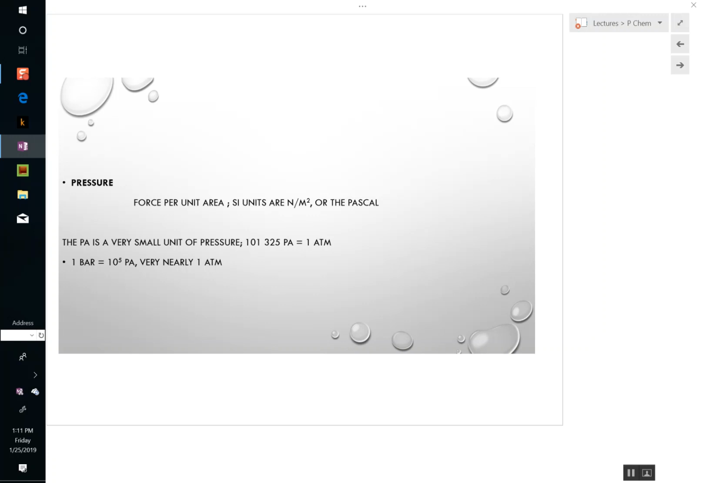Pressure is force per unit area. The SI units.